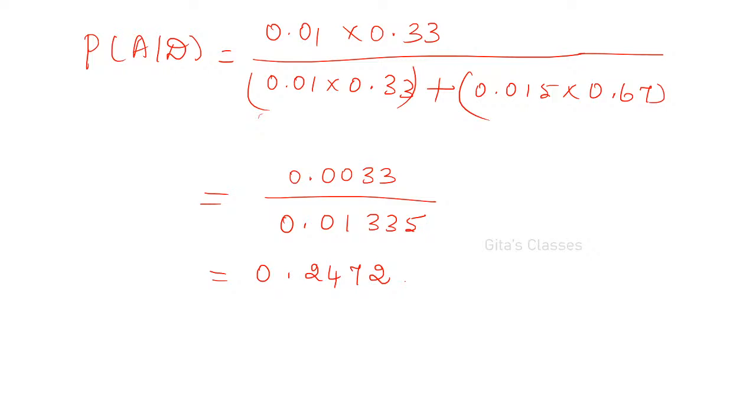0.2472 is correct. Yeah, of course it is right. 1 by 4 is 0.25, you can say. Yes, correct. 1 by 4 is almost similar. Yeah, 0.25, it is a nearby value only. Correct, Manaswini. 1 by 75, 1 by 300. Yes, correct.